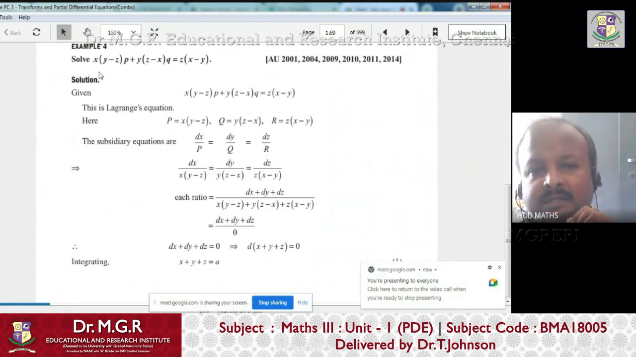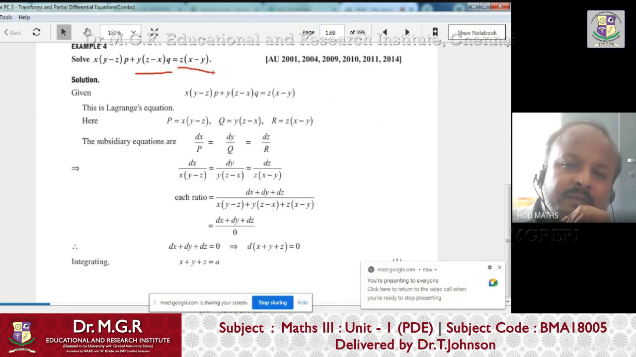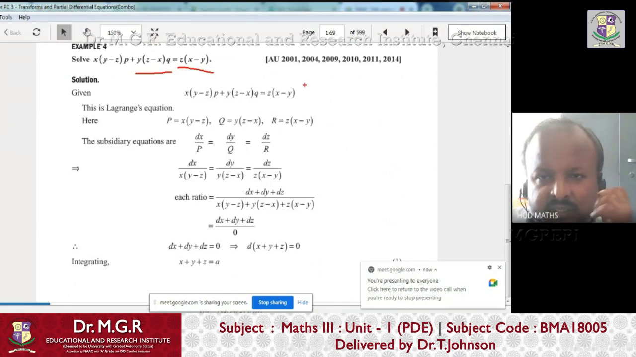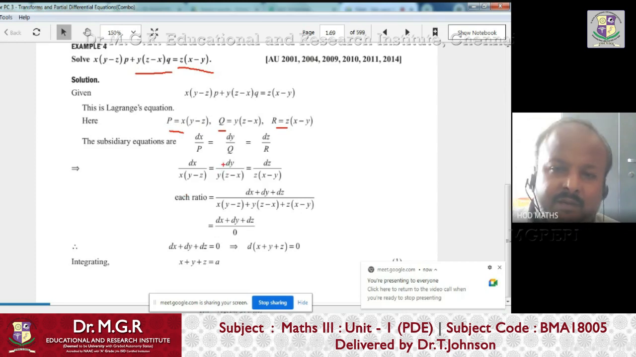So here the problem is x(y - z)p + y(z - x)q = z(x - y). This is the given PDE. You get P, Q and R directly, and you substitute here. Grouping any two equations is very difficult because for x and y, z is there; for y and z, x is there. So grouping any two equations is not at all possible.